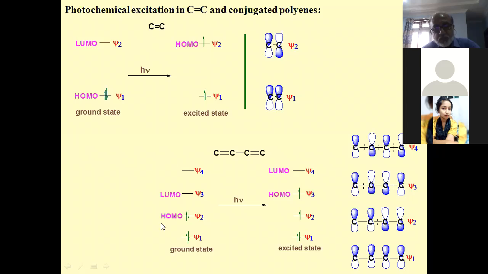Psi2 is the highest occupied molecular orbital, but under photochemical condition, psi3 becomes HOMO. And what is the orbital orientation of psi1, psi2, psi3? Already you know, this is without node, 1 node, 2 node, 3 node. So psi2 is HOMO under thermal condition, when the electrons are in the ground state. But if it is in the excited state, HOMO becomes psi3. The difference between psi2 and psi3 is in the terminal lobes, because the bonding has to take place through these terminal lobes.